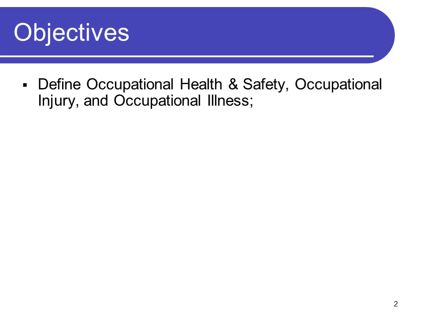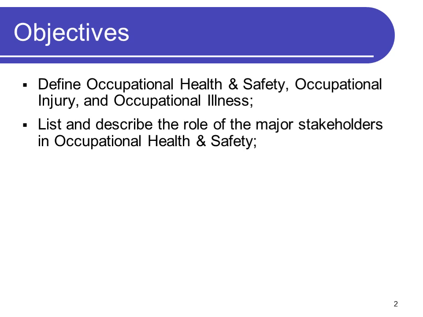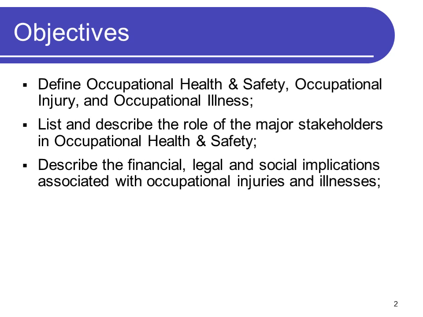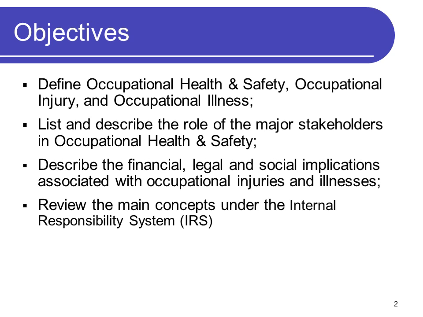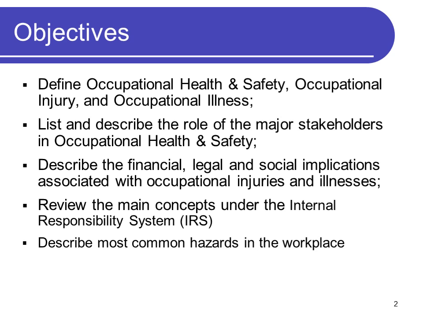The objectives of this chapter are: define occupational health and safety, occupational injury, and occupational illness; list and describe the role of the major stakeholders in occupational health and safety; describe the financial, legal, and social implications associated with occupational injuries and illnesses; review the main concepts under the Internal Responsibility System, IRS; and describe the most common hazards in the workplace.